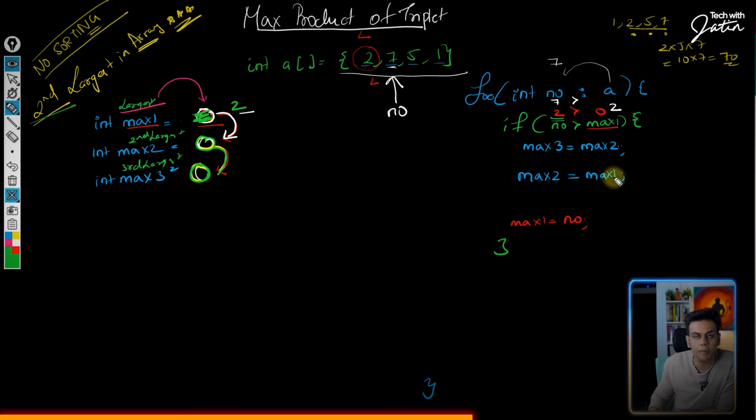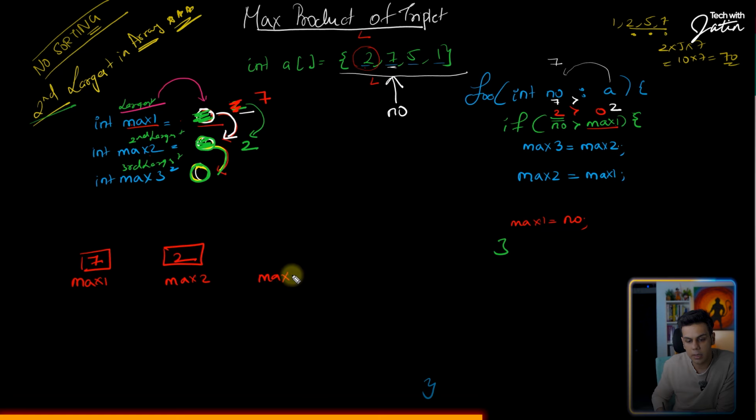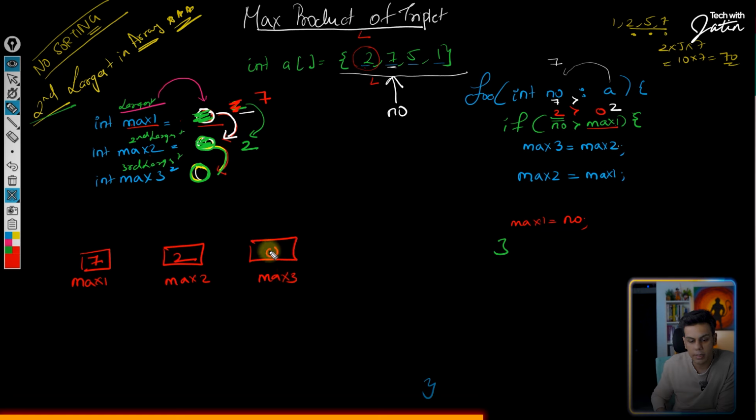Max 2 will get the value from max 1. What is there inside max 1? 2. This particular 2 will be given to max 2. And max 1 will be updated with number. What is number? 7. So this 7 will be written over here now. All right. So right now, max 1 is having 7. Max 2 is having 2. Max 3 is having what? 0. Are you getting the point?